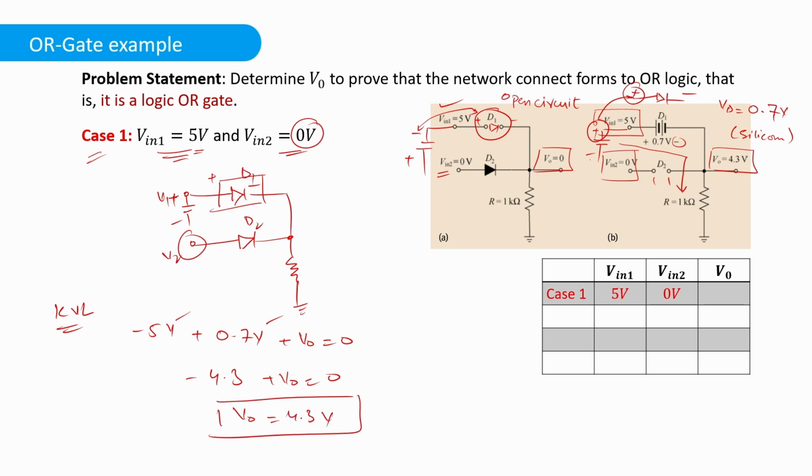Okay, so for the first condition, we have an input of 5 volts at the first terminal, 0 volts at the second terminal. We got 4.3 volts. You can clearly see, when we have a one input to the circuit, we are obtaining a result at the output, which is 4.3 volts. Okay, now let's go and solve the second case, in which we will assume there is no input at the first terminal and we have some input at the second terminal.